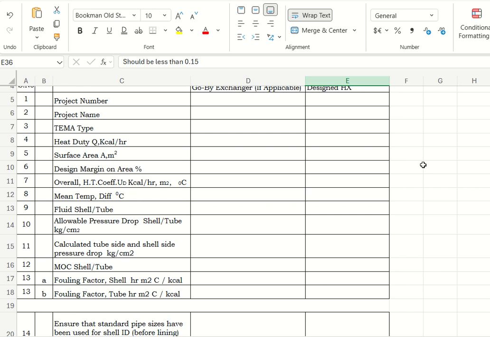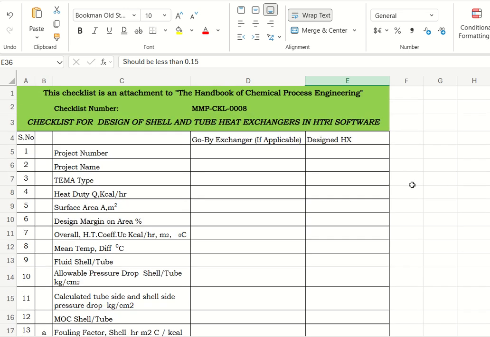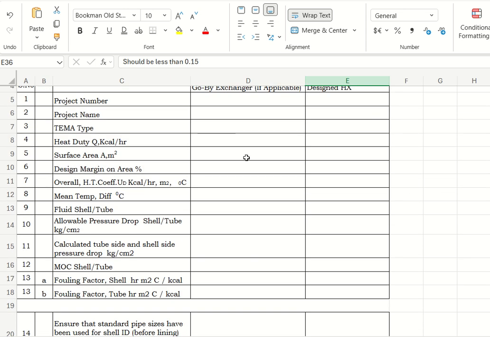In line with my checklist videos, this is the checklist on designing of shell and tube heat exchangers, and what are the criteria and the things that we have to take care of while designing. So let's quickly go through this checklist.